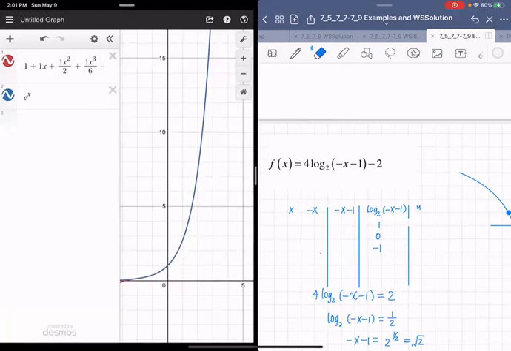Olivia got the 3. Who else? Ryan also got it. That's great.